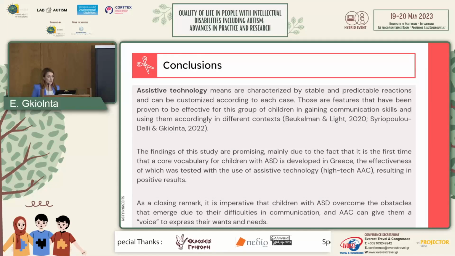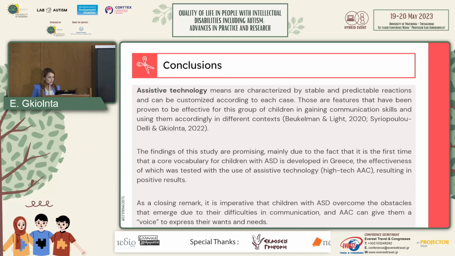Assistive technology means are characterized by stable and predictable reactions, like I said also in my previous presentation. And those are features that have been proven to be effective for this group of children in gaining communication skills and using them accordingly in different contexts. The findings are suggesting that children with ASD benefited from this intervention and positive results emerged.